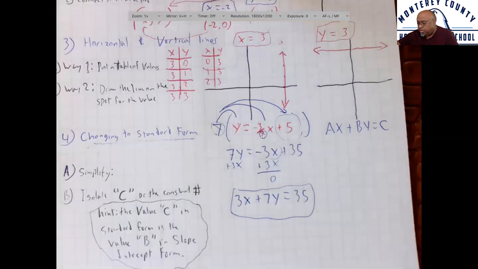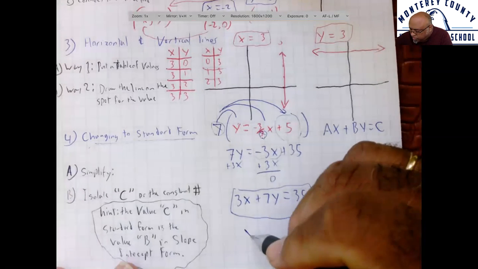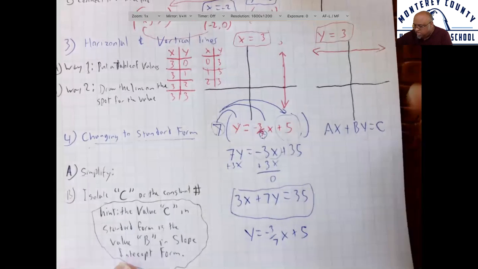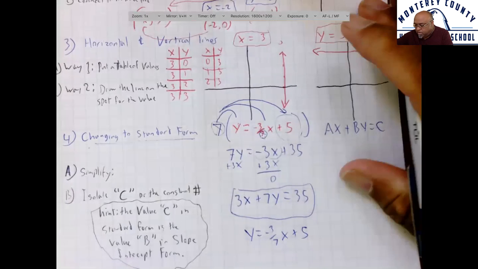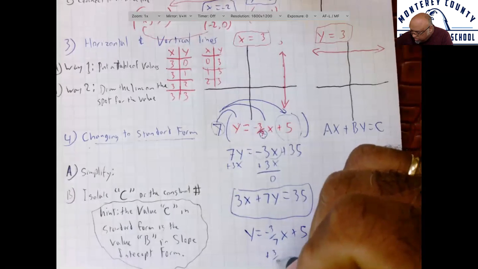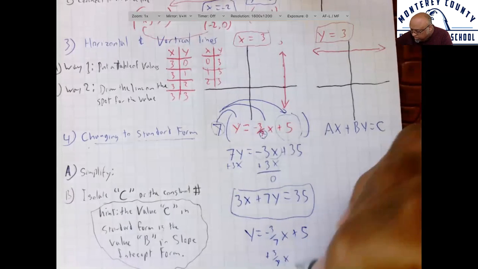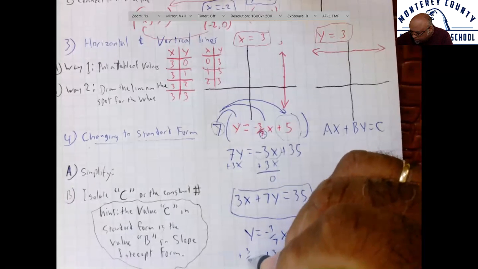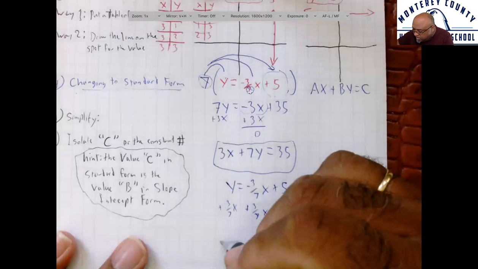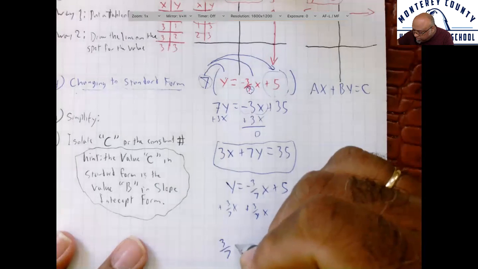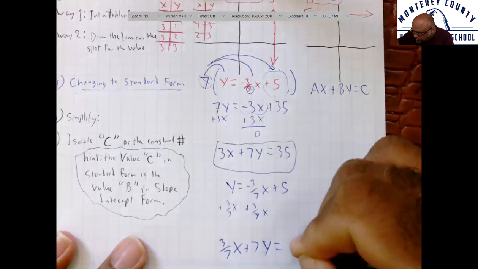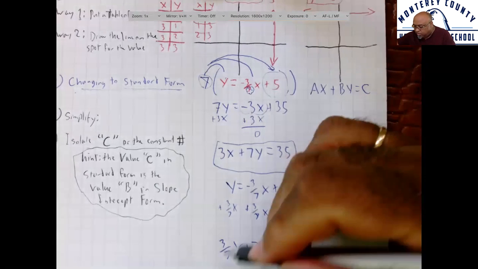Now, I was just going to show you one more thing. I'm going to rewrite the original equation. Y is equal to negative 3/7 x plus 5. If you were to just sort of add 3/7 x to both sides of the equation, then you can actually get standard form without simplifying it. And then you'd have 3/7 positive x plus 7y is equal to 5. And that would also be in standard form.